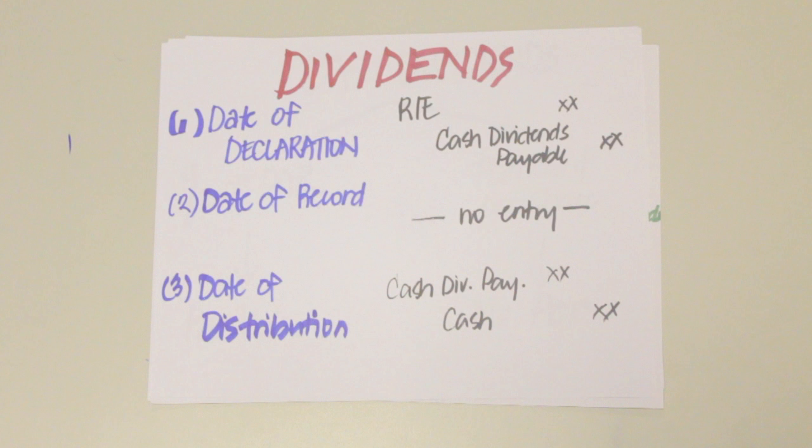So, on the date of that declaration, we have to make a debit to retained earnings and a credit to cash dividends payable to recognize the liability. On the date of record, the corporation makes no entry. And on the date of distribution, we debit cash dividends payable and credit cash.